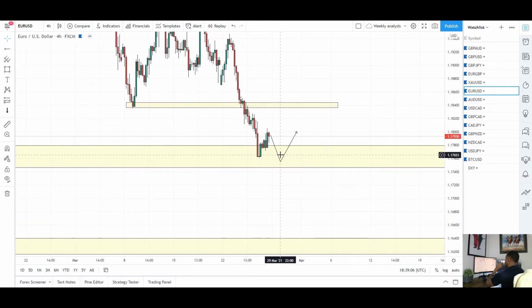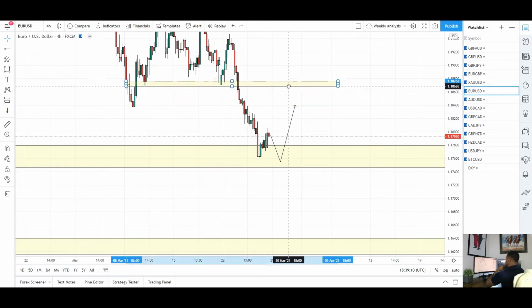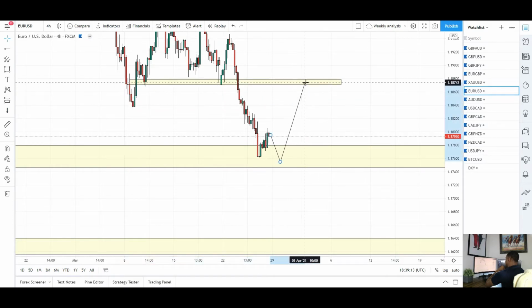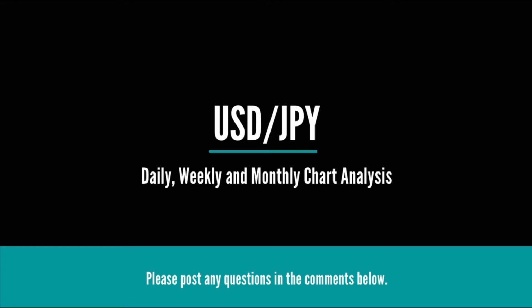However, if we don't and we hold that level, we could be looking for those buying opportunities back into that level there, or into this price support now turned resistance. Next, we're going to take a look at USD JPY.